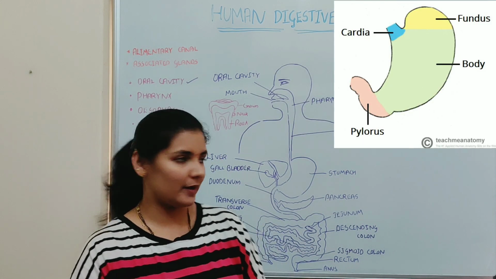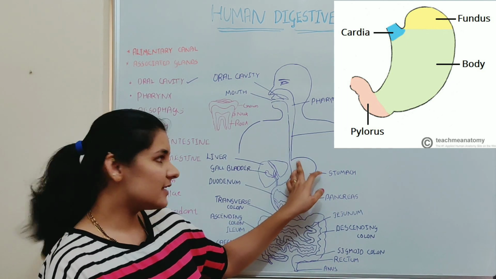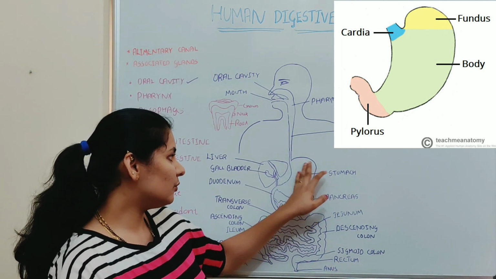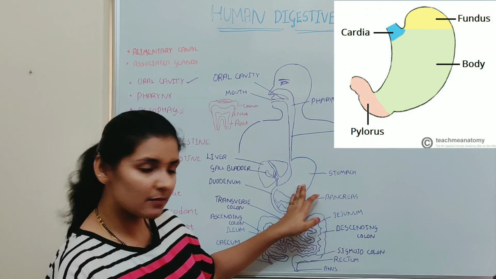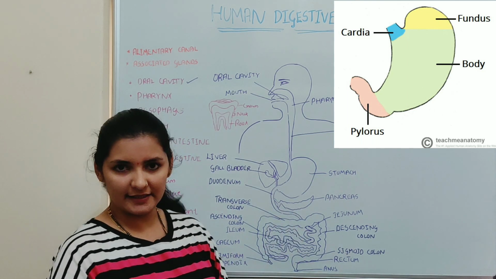Stomach has mainly four parts. The first one is the cardiac region, into which the esophagus opens. The second one is the fundic part. The third one is the body part, which is the main part of the stomach, and the last one is the pyloric region, which opens into the small intestine.